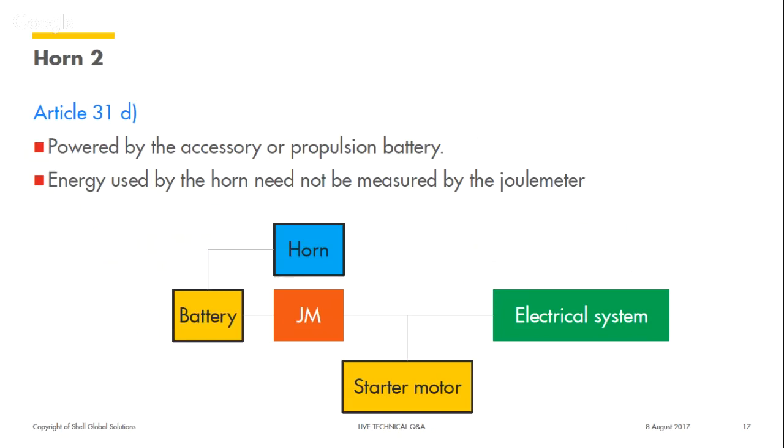Now, regarding the measurement of electricity, the horn must be powered by the accessory or propulsion battery. However, you do not need to have that measured by the geometer. So meaning to say, for cars that need to have a geometer installed, you can have the horn connected directly to the battery without passing through the geometer. In other words, whenever you horn, we will not be counting the energy used by the horn. All right, so that's clear, especially for the all energy measurements, which I'll talk about a bit later.